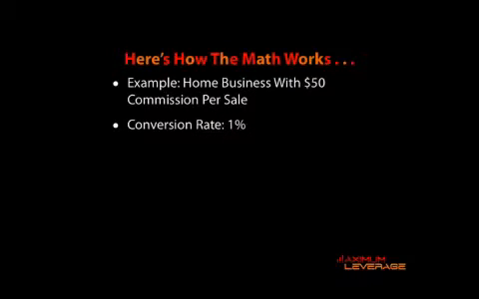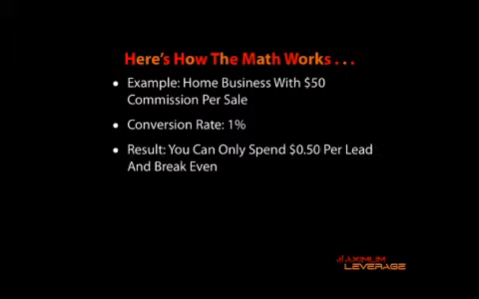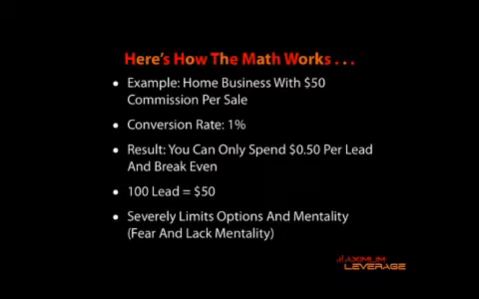Say on a conservative rate, your conversion rate is 1%. Well, the results of that means you can only spend about 50 cents per lead to break even, right? 100 leads equals $50, so 50 divided by 100 equals 50 cents per lead. This severely limits your options and mentality.